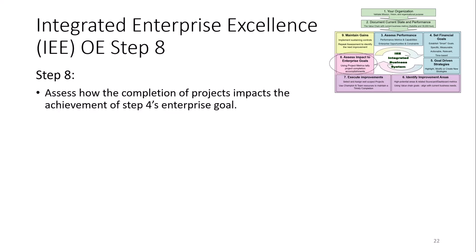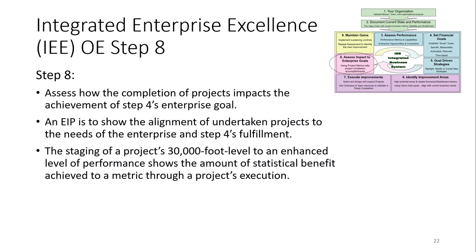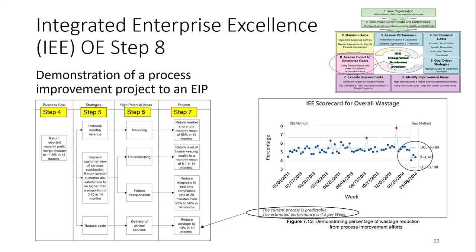Step number 8, assess how the completion of projects impacts the achievement of Step 4 enterprise goals. An EIP shows the alignment of undertaking projects to the needs of the enterprise and Step 4's fulfillment. The staging of a project's 30,000 foot level to an enhanced level of performance shows the amount of statistical benefit achieved to a metric through project execution. Shown is a demonstration of a process improvement project tied to an EIP objective, or enterprise improvement plan objective.